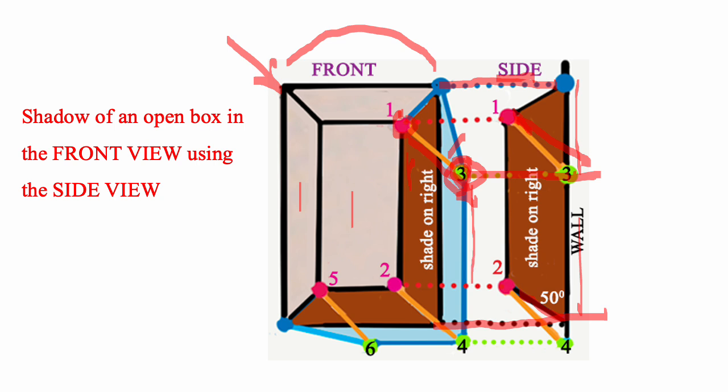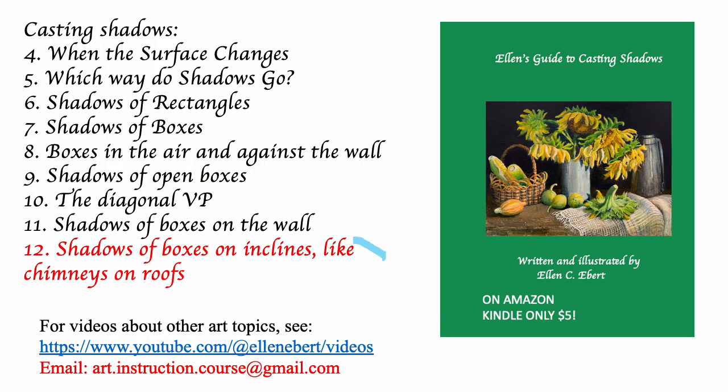We can go down to number 4, intersection 4, and then across to 6 and to the corner. But we could use the side view if we wanted to check it out. So let's say we have a light ray going from 2 to 4 there, and same in the side view, 2 to 4. Well, it has to stop here on the side view because that's the wall, and you transfer that position back to the front, and there is number 4. The next video is about shadows of boxes on inclines like chimneys on roofs. So we're really getting into the fun stuff now.